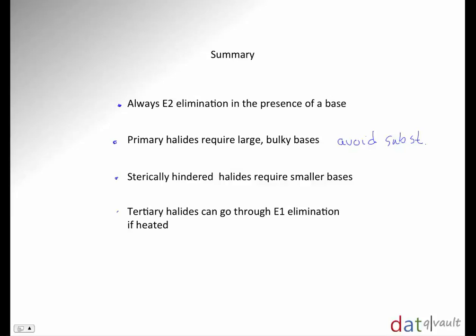And then also, we can actually go through an E1 elimination pathway, but we can only go through this pathway using tertiary halides, and this reaction has to be heated. We can go through an E1 elimination pathway with tertiary halides because we form a very stable tertiary carbocation.